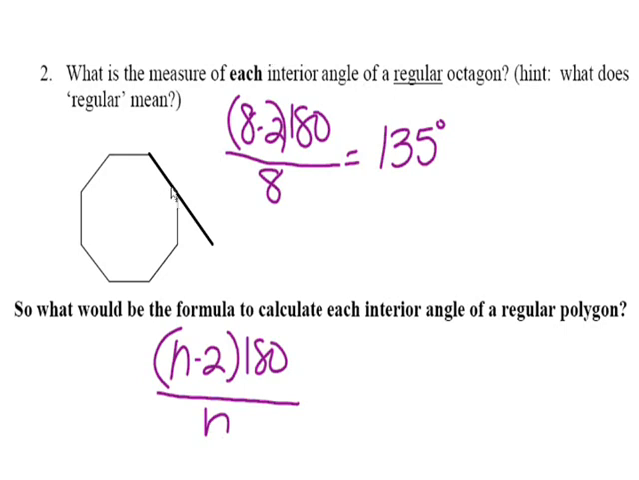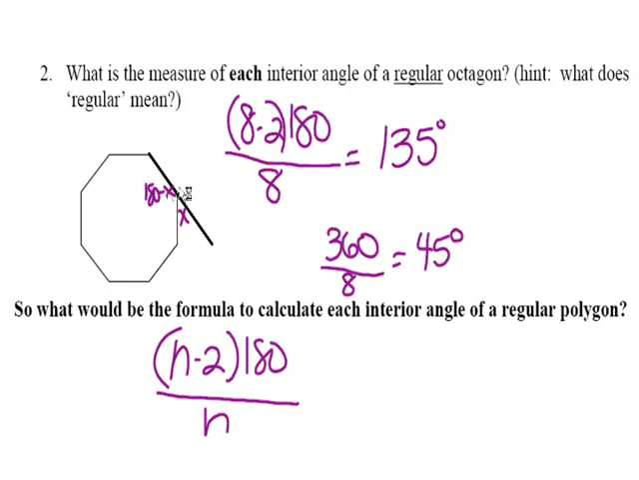Because these two are a linear pair, they are supplementary. So whatever this one is, if we call that x, this one is going to be 180 minus x. And it's much easier to find this one, because I just take 360, which is the sum of the exterior angles, and divide it by however many exterior angles there are. If it's an octagon, there's going to be 8. Well, 360 divided by 8 is 45 degrees.